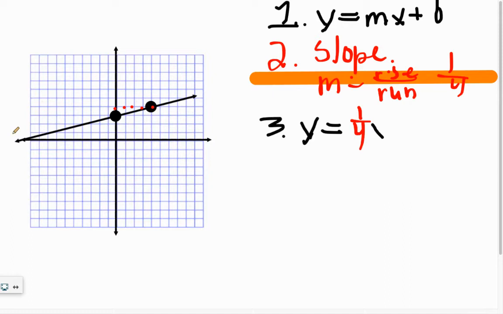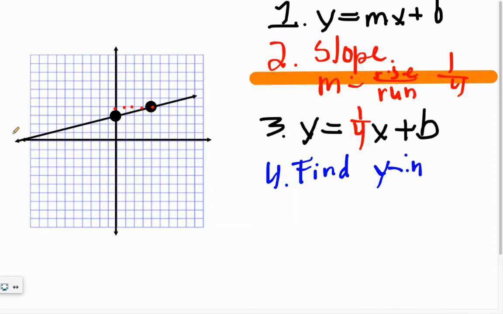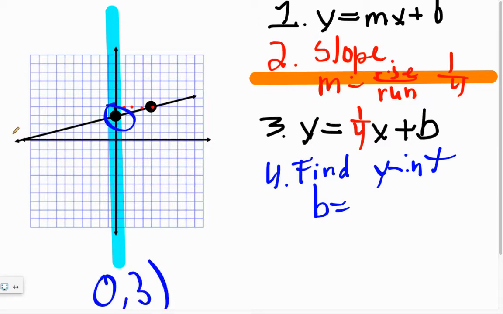1/4 x plus b. That's it. That's all we do on the odd step. We plug it back in. Step 4 is to find your y-intercept. Find that initial value. Find b. Where does that graph cross the y-axis? Where is that point 0 something at? Right here. Well, that y-intercept is at 0, 3. That's why we get that y-intercept value of 3.